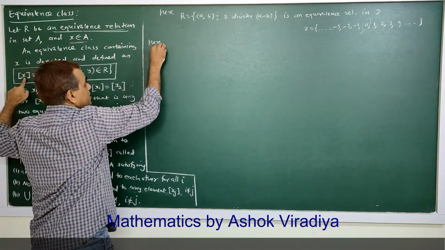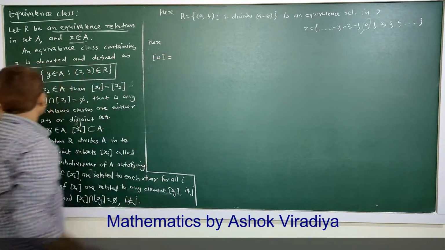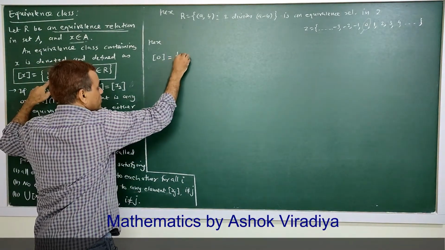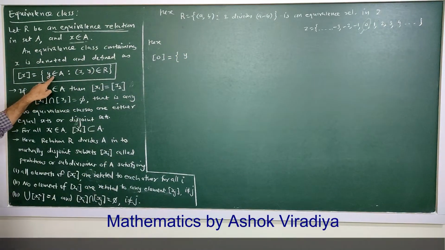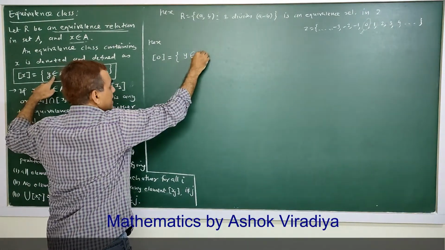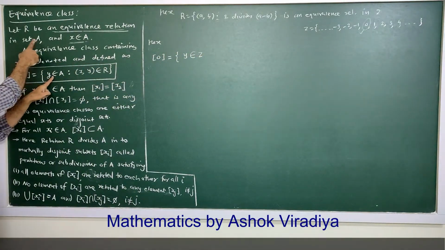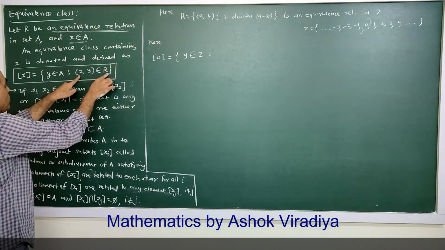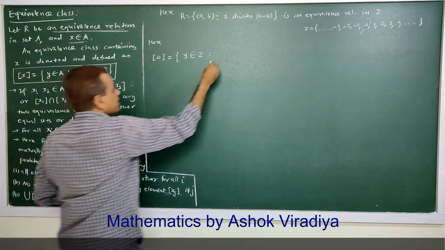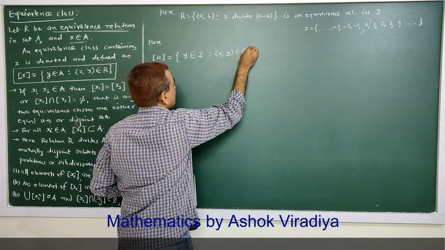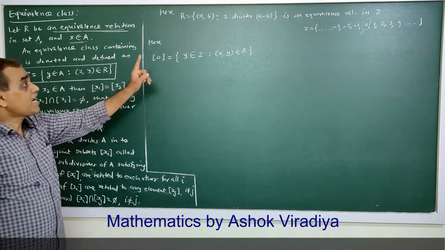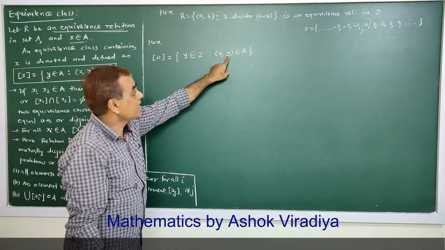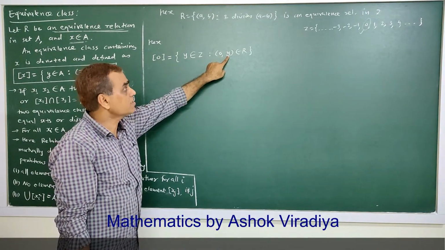Say here, the equivalence class containing 0 is equal to the set of all y belonging to Z, since the relation is in Z, in the definition the word is A, such that (x, y) belongs to R. What is x here? 0. So (0, y) belongs to R. That means it is nothing but the set of all numbers from Z which are related with 0. All numbers which are related with 0.